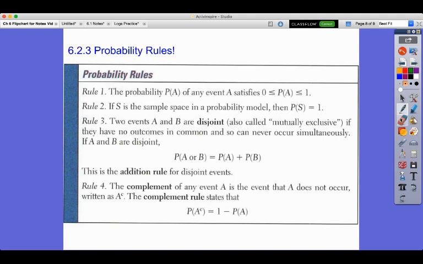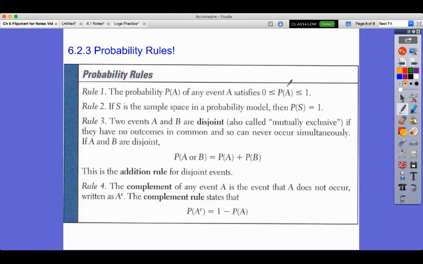All right. We want to talk about some probability rules. Rule number one: the probability P of A, and that's our notation that we want to get comfortable with, this probability of A happening, satisfies that 0 is less than or equal to P of A is less than or equal to 1. So all probabilities are between 0 and 1.